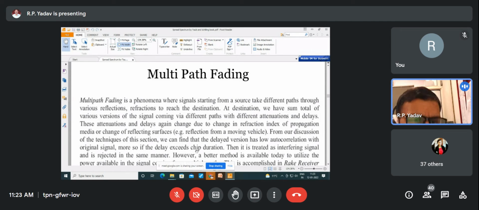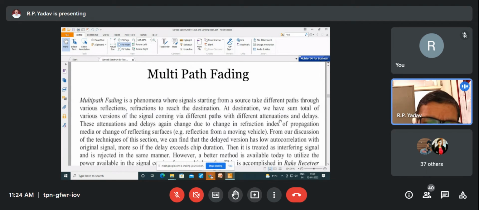So this fading, how this is relevant to spread spectrum system, we'll see that. Now, it is a phenomenon where a signal starting from the source takes different paths through various refractions to reach the destination. As I explained, at the destination, we have a total of various versions of the signal coming via different paths with different attenuations and delays.